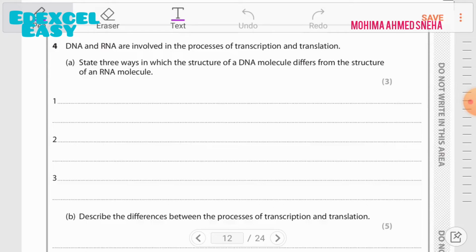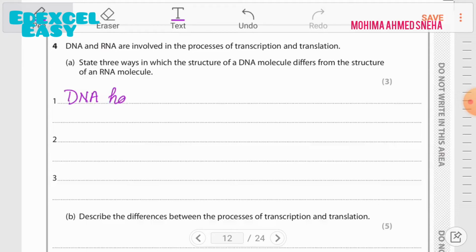So we all know that DNA is a double-stranded helix, or it has a helix structure. DNA has thymine, whereas RNA has uracil. DNA has deoxyribose. So these are the 3 differences between DNA and RNA. So let's write it down.